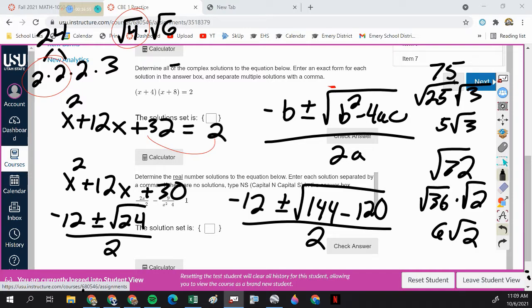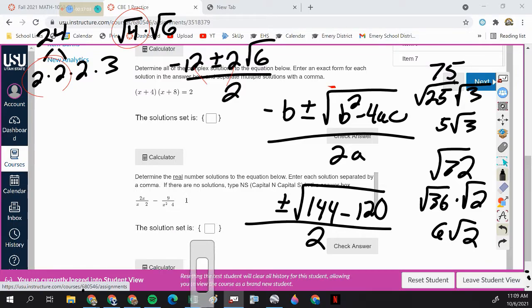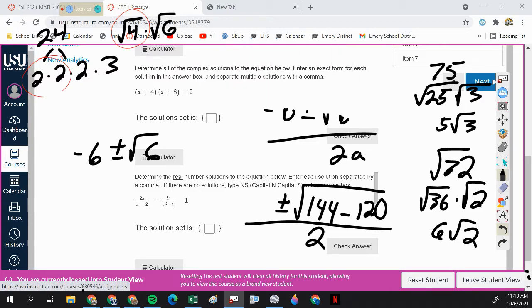So this is negative 12 plus or minus 2 root 6 over 2. Cut that in half. And we get negative 6 plus or minus root 6. So it says put the answers in exact form and separate with commas. So you would do negative 6 plus root 6, comma, negative 6 minus root 6. Got it?